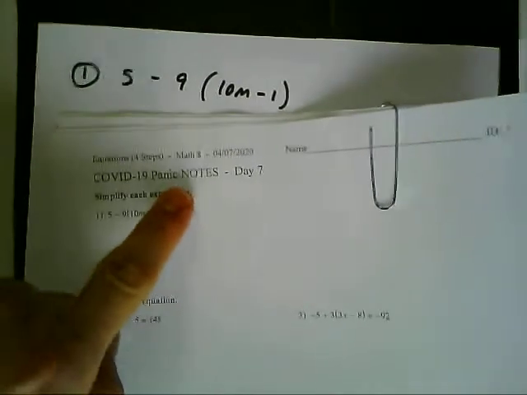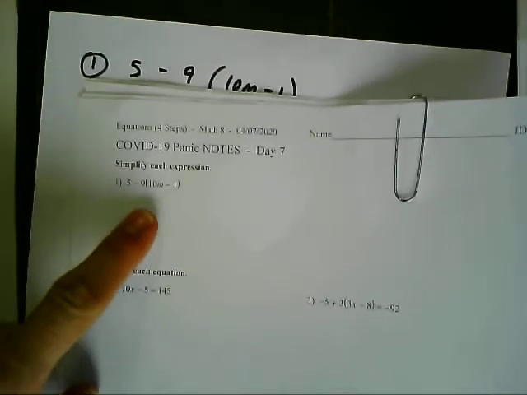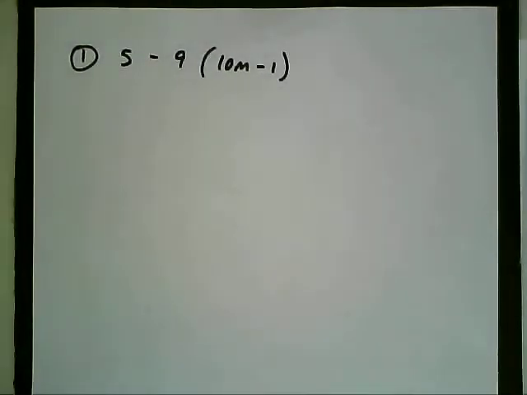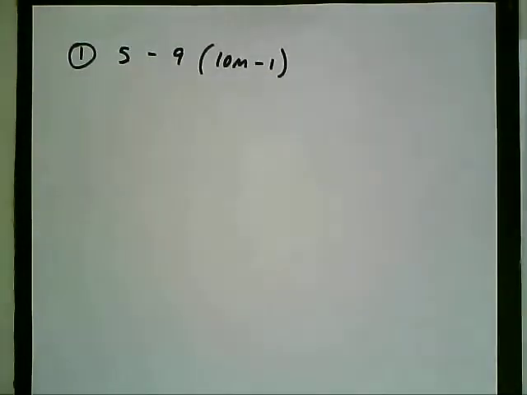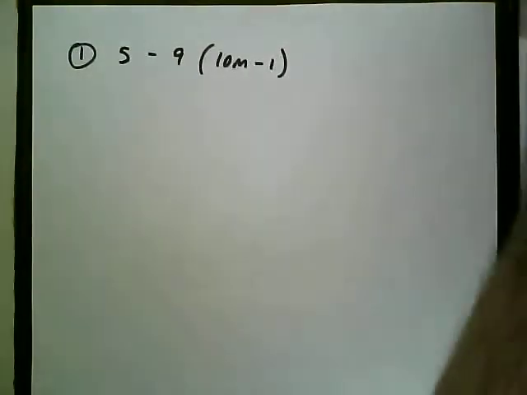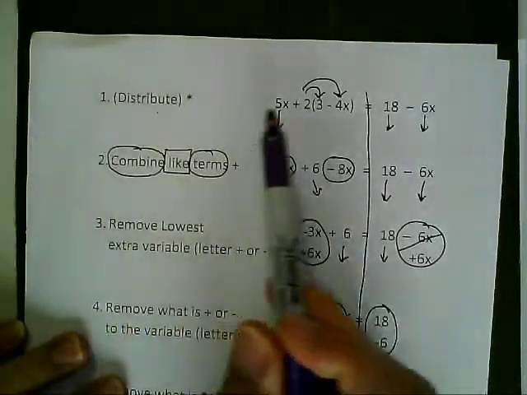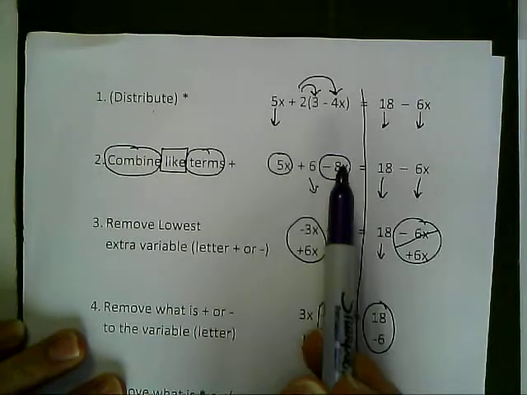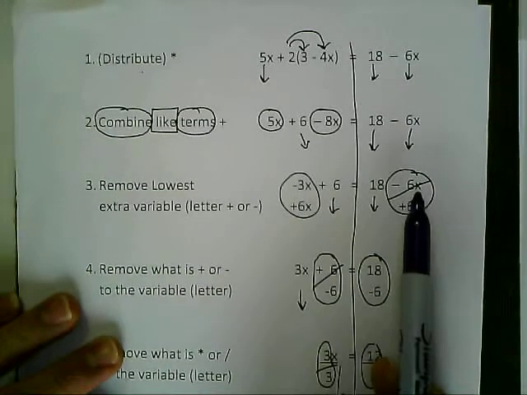So, day 7, make sure you have your correct notes. And we're going to look at some of this. This is distribute and combine like terms, and then we're going to get rid of the extra variable. Or we're not going to get rid of the extra variable. We are going to do the 4 steps we talked about before you left. Distribute and combine like terms. That's those 2 steps there. Distribute, combine like terms. We're not going to do this section right here. We haven't talked about it.